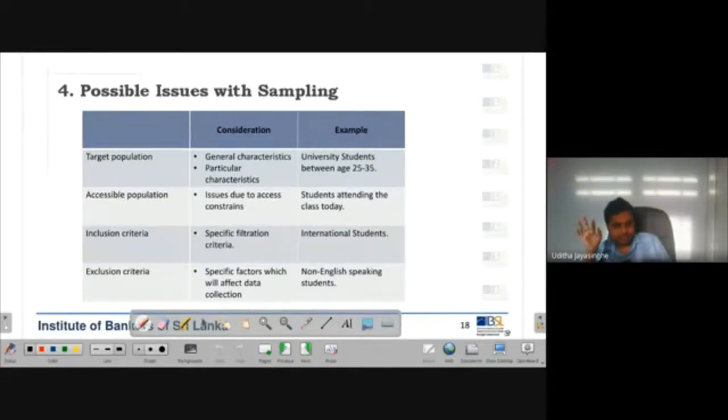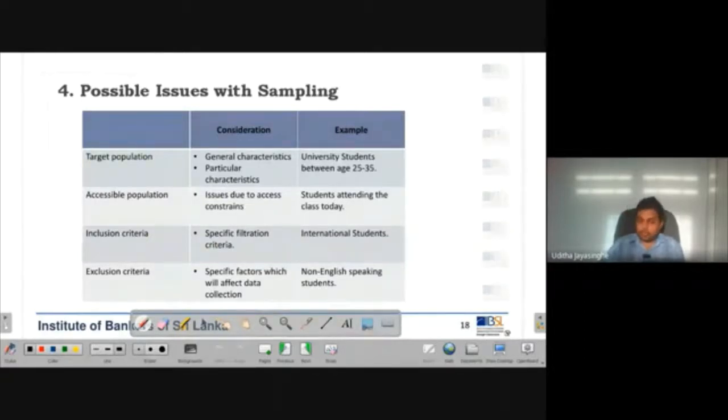So once I try to do the sampling, what is my accessible population? Students who are attending the class today. Let's say I only have one day to get the sampling, and I select Monday or Tuesday. Let's say I go to the University of Morocco on Tuesday, then the University of Colombo on Monday, likewise. I will only attend one particular day. If that is my business case, the accessible population is the students attending class during that day.